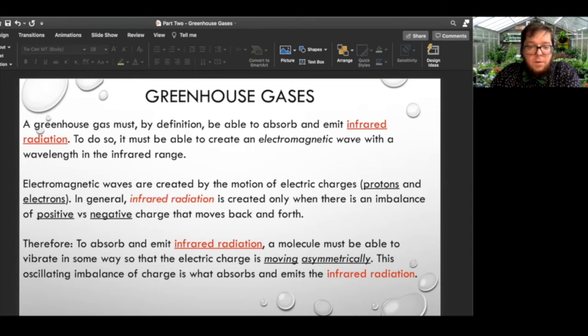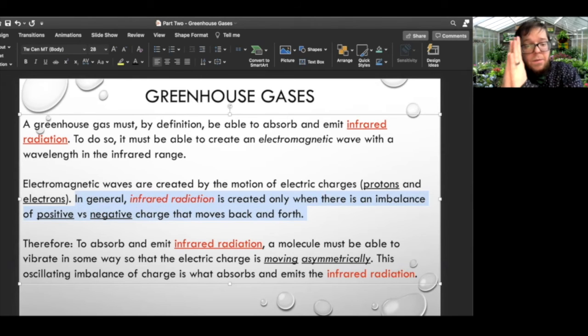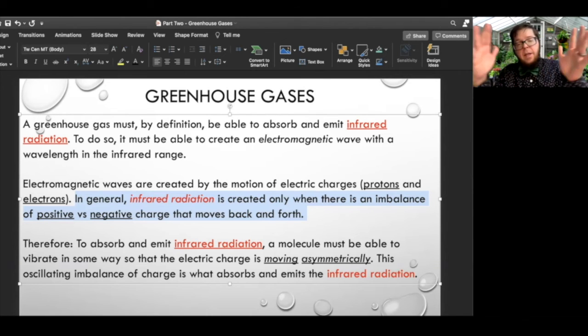In general, if we want to focus in on infrared radiation, you not only need the movement of charge, but you need an imbalance of positive versus negative charge that moves back and forth. If I have an equal amount of positive charge and an equal amount of negative charge, and they're moving in a symmetrical fashion, that molecule will create some radiation, but it won't be infrared radiation. Most likely it'll be microwaves or radio waves.